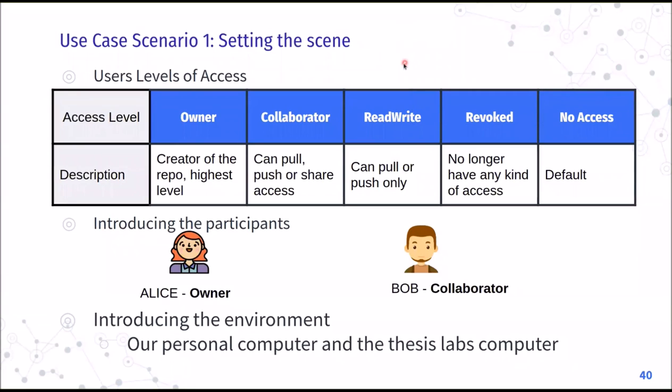So let me begin with our first use case scenario, and the aim of this scenario is to introduce the main features of the Git of Truth. Let me start with introducing the users' levels of access.